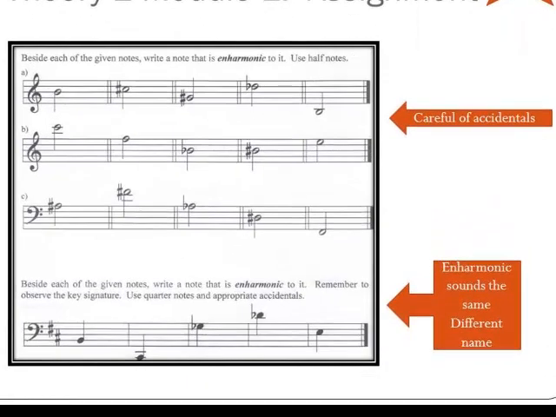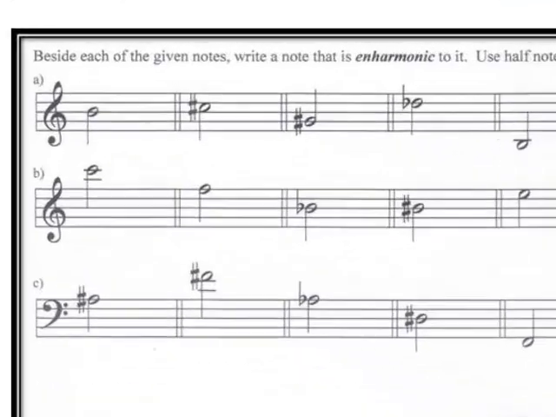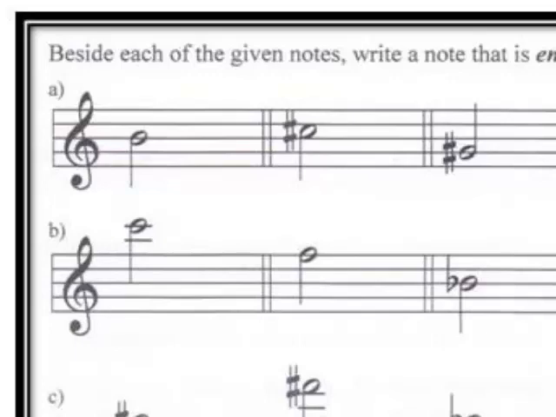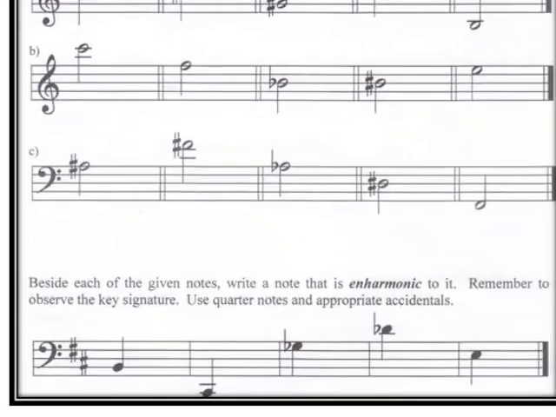Remember, an enharmonic note is going to sound the same but have a different name. Our first note is B, and the enharmonic note that you would write could be C flat. They would sound the same on the piano, but they have a completely different name. In number 5, it says beside each of the given keys, write a note that is enharmonic to it. Be careful though, you have a key signature. So all of your F's and C's are going to be sharp.